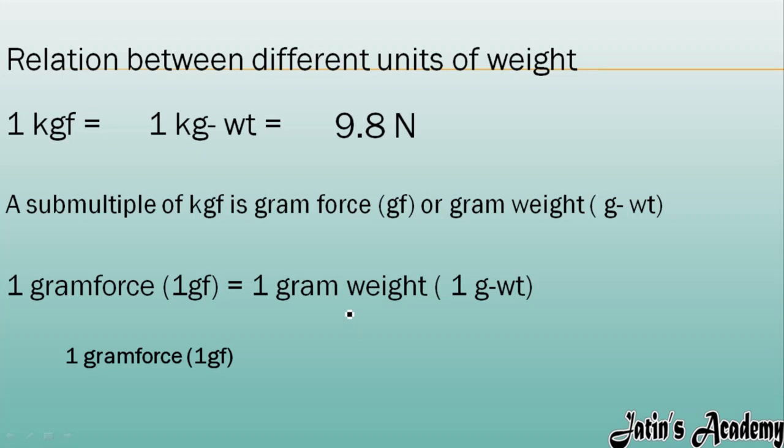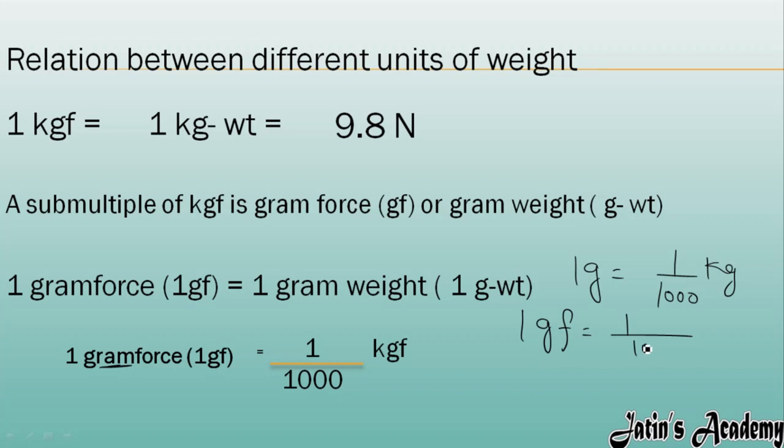1 gram force is equal to 1 by 1000 kilogram force. How did this come? Here we have 1 gram force. In 1 gram, as we know, how many kilograms are there? In 1 gram, 1 by 1000 kilogram is there. So 1 gram force is equal to 1 by 1000 kilogram force. So this is the relation between kilogram force and gram force. Fine.